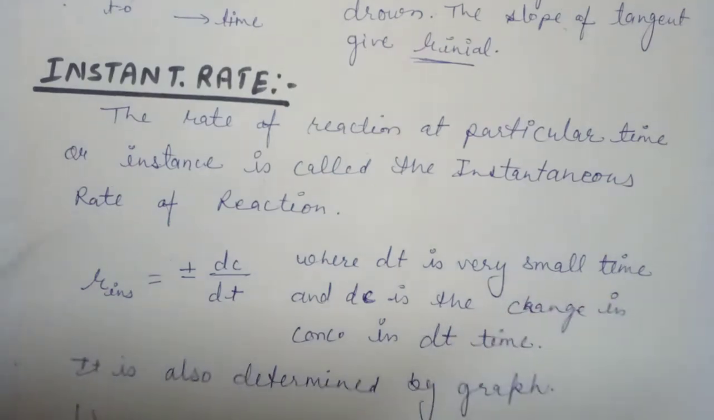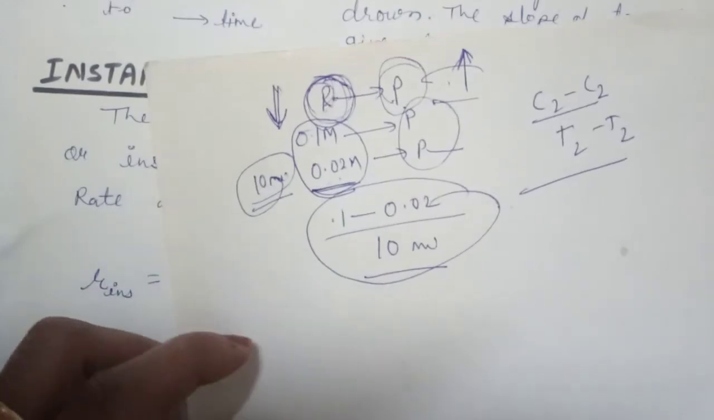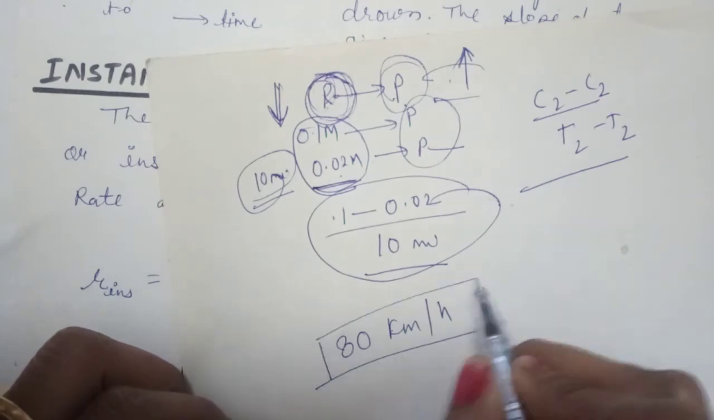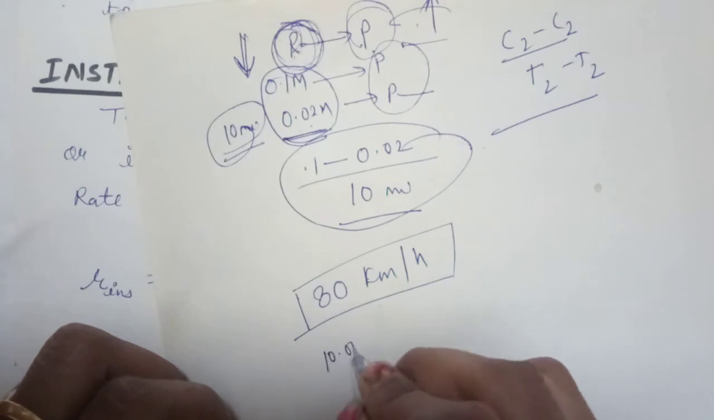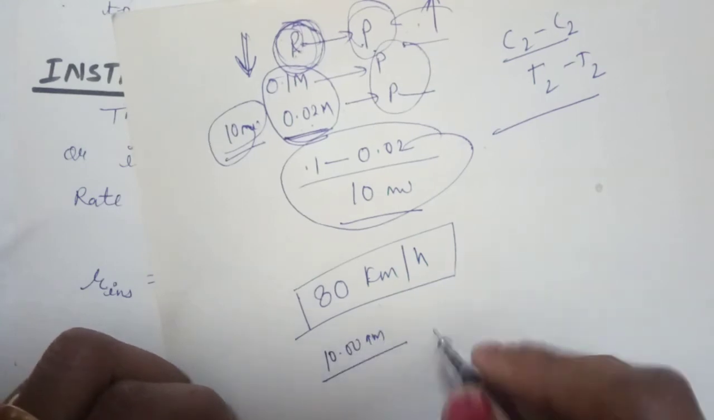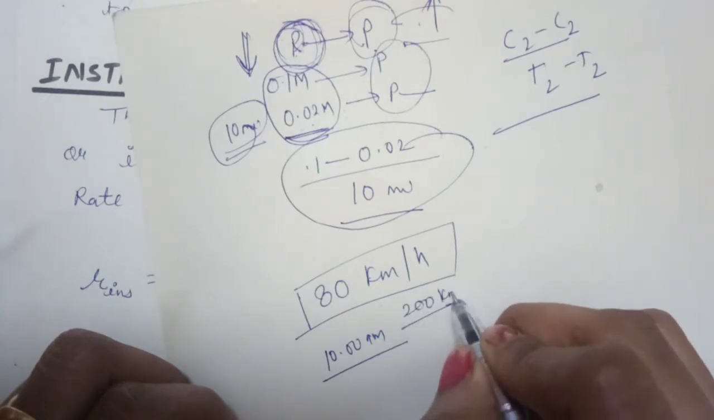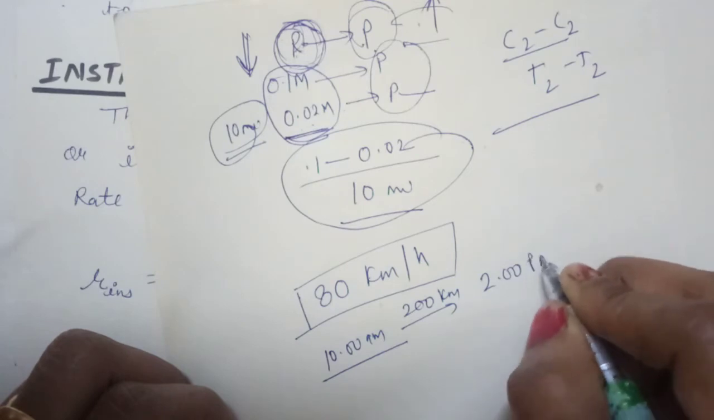And average speed, understand the difference between average and instantaneous. When we say that we are going at 80 km per hour, this is the instant speed. And we say that at 12 am we start our journey and complete 200 kilometers at about 2 pm.